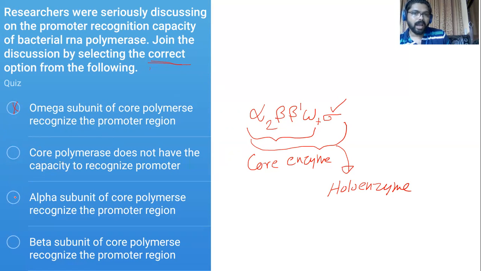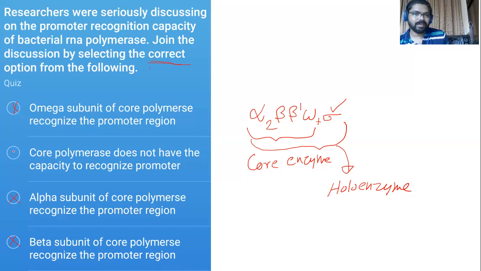Moving to the third option, alpha subunit of core polymerase recognizes the promoter region. The thing is, alpha subunit recognizes the promoter region, but it is not part of the core polymerase. It is part of the holo enzyme. So this option is also incorrect. Alpha subunit, part of the holo enzyme, recognizes the promoter region. That is the correct statement, but here they gave the wrong option. Then the fourth option, beta subunit of core polymerase recognizes the promoter region, is also wrong.